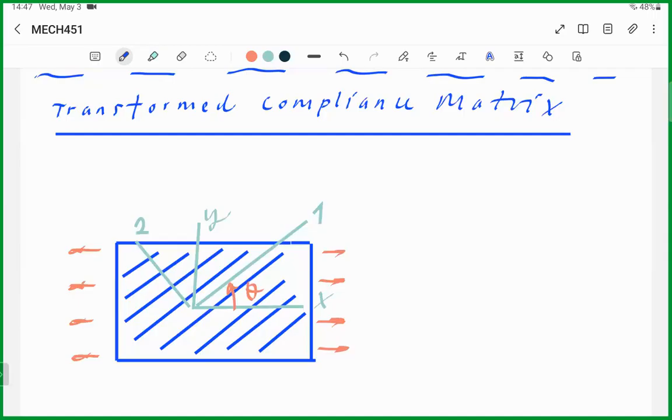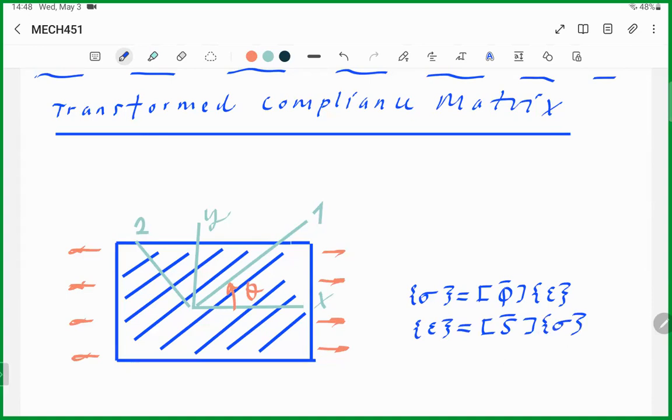In the previous lecture, we have derived an equality in this form, sigma equals Q bar times epsilon, and Q bar is the transformed reduced stiffness matrix. However, it's possible to derive the inverse matrix, and the inverse relation in the global coordinate system is going to be written as epsilon equals S bar times sigma. S bar is called the transformed compliance matrix.